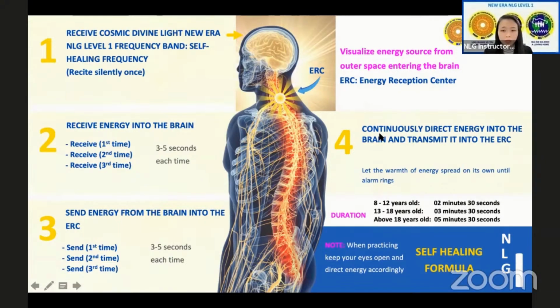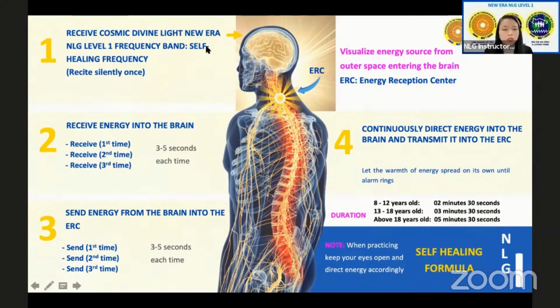And then step 4, continuously direct energy into the brain. So from outer space entering the brain and transmit it into the ERC. It should go like this: from outer space entering the brain, then down the ERC. Outer space, brain, ERC. It should just go like that for the remaining 5 minutes and 30 seconds that you'll be practicing this for. And then you let the warmth of energy spread on its own until alarm rings.